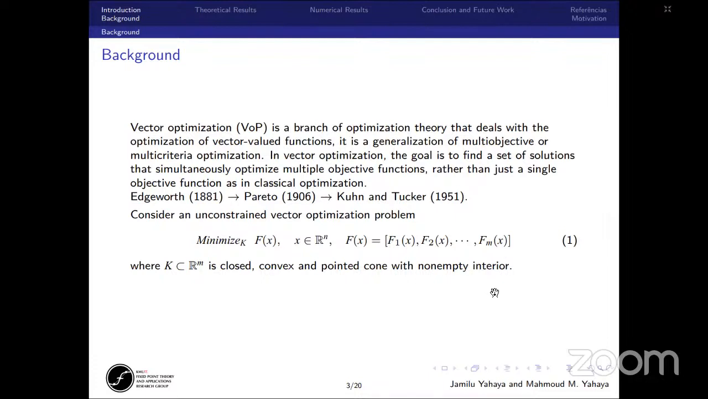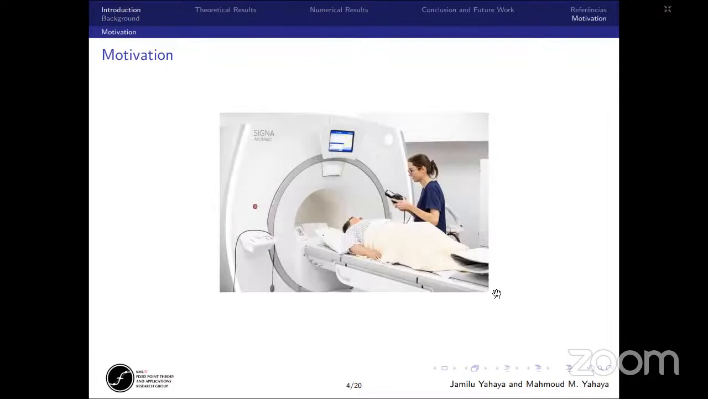So how can we find the optimal solution for these two conflicting goals? It's a bit of a difficult task to achieve. And this F, as we have here in equation number 1, is actually from C1. And the K here that we are talking about is nothing but a closed and convex cone, which has a non-empty interior.